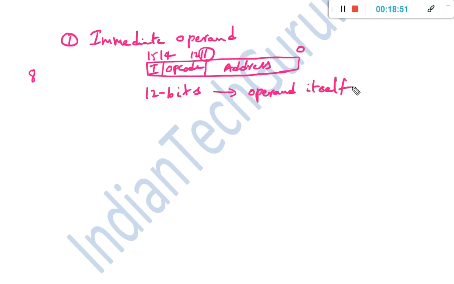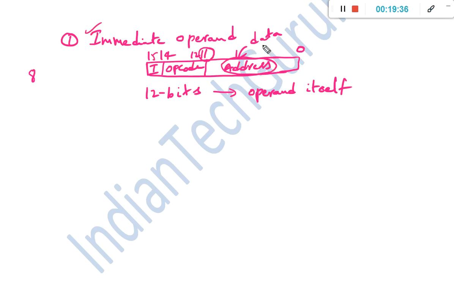So what does it mean? We are not going to fetch the data from the main memory. Already the data will be inside the instruction itself. Whatever the 12 bits we have assigned, sometimes these 12 bits may contain the address, sometimes they may contain the data. If it contains the data, then we say that we have immediate operand.